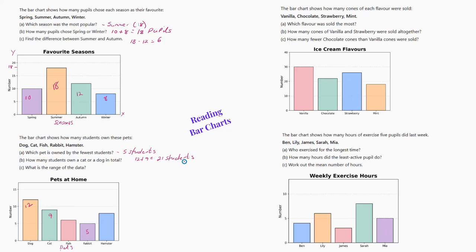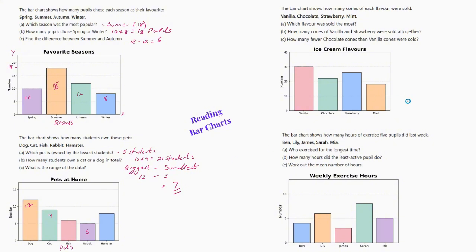What is the range of the data? Now we should all know, and if you don't know, the range is the biggest number subtract the smallest number. So in this case, the biggest is 12 and our smallest is 5. So the answer to that question is 7.